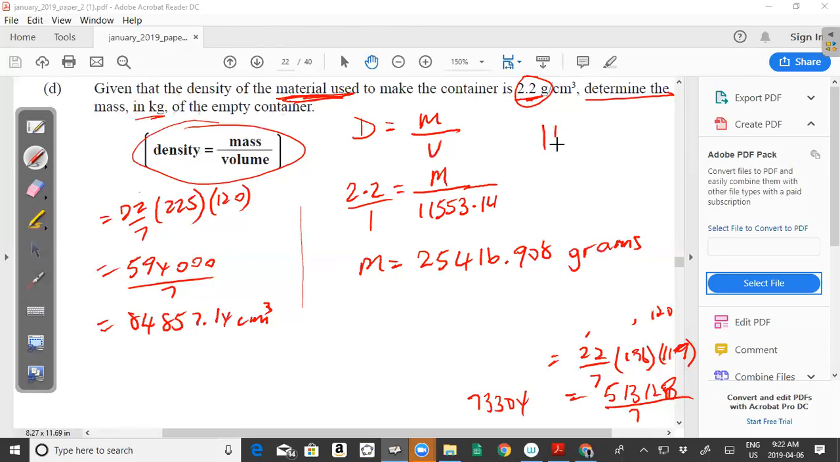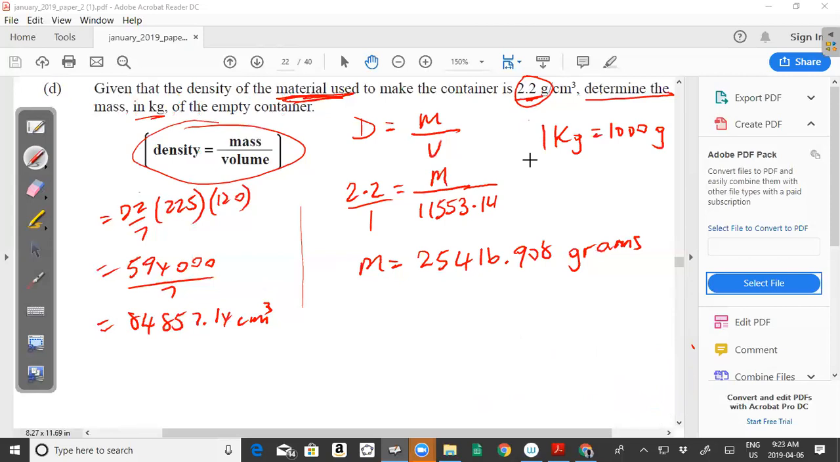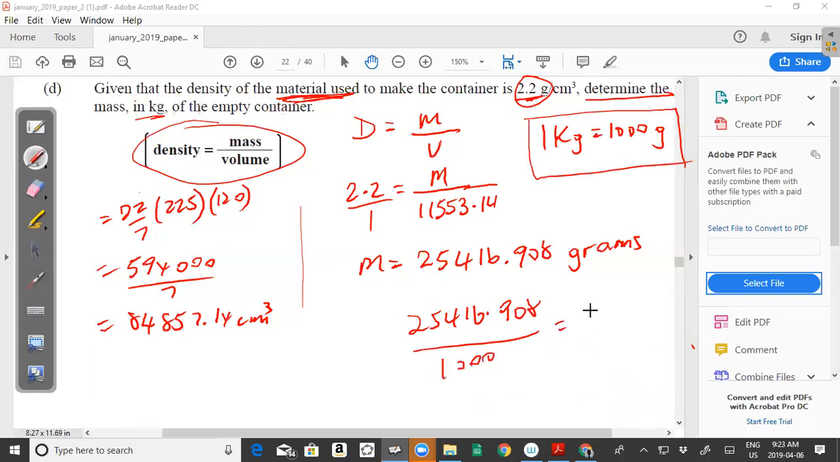But we know that 1 kilogram is equal to 1,000 grams. So we can simply divide this 25,416.908 by 1,000 to get the answer in kilograms. So this is a conversion here. 1 kilogram is equal to 1,000 grams. So we take 25,416.908 divided by 1,000, and that's going to give us 25.416. To two decimal places, 25.42 kilograms, all right?